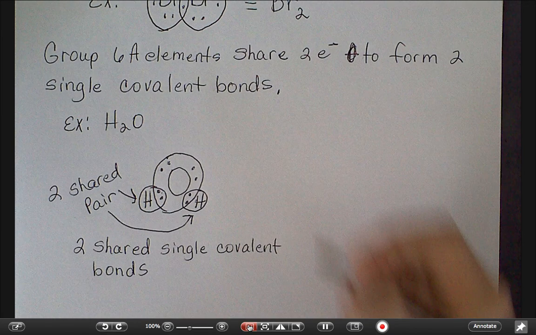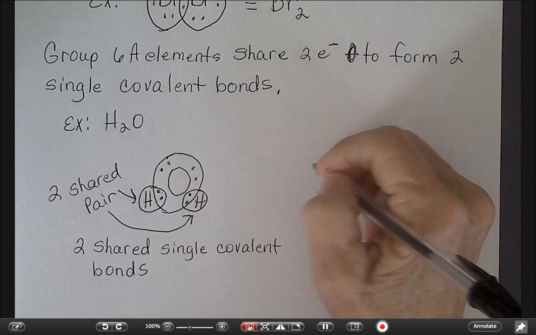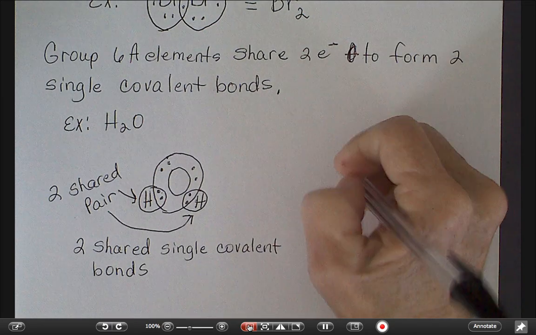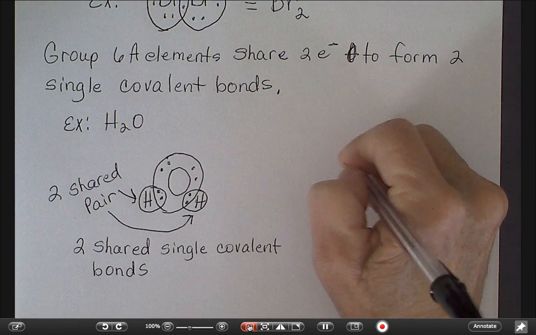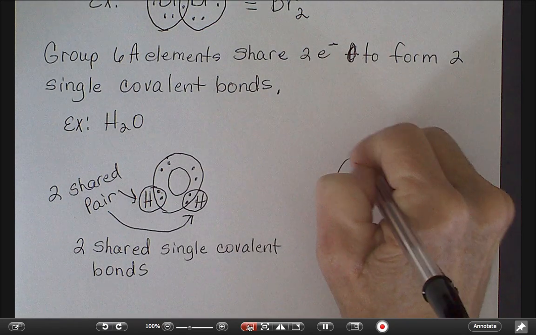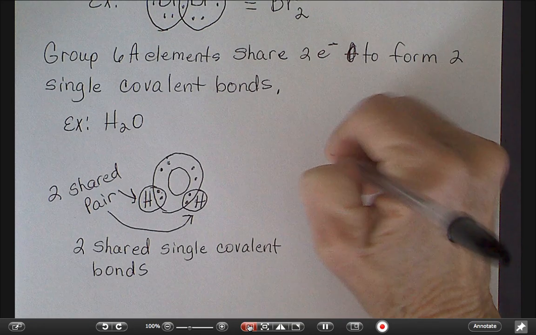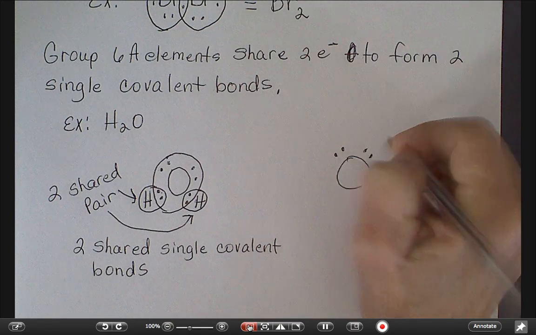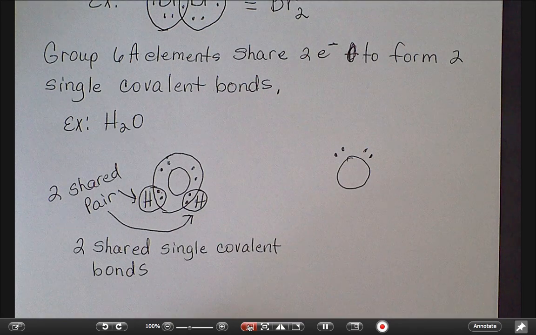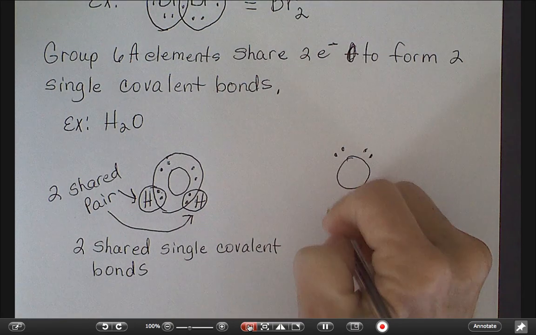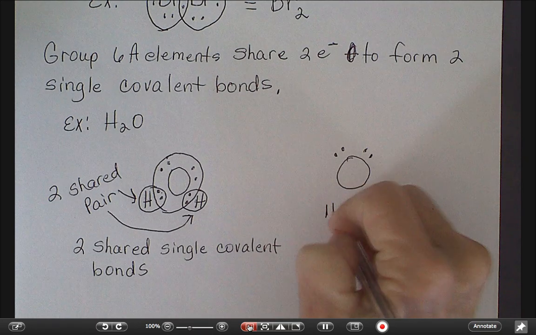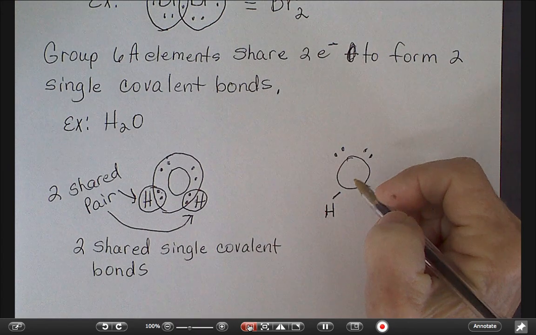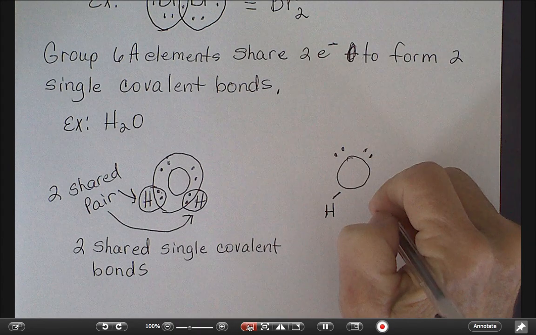Now then, I'm going to draw the actual shape of water, and that's kind of why I did it here. So here's your oxygen again, and you see how I put these unshared pair up here at the top like this. And then we're going to hook hydrogen with a straight line. What does the straight line tell you about it? It's a shared pair.